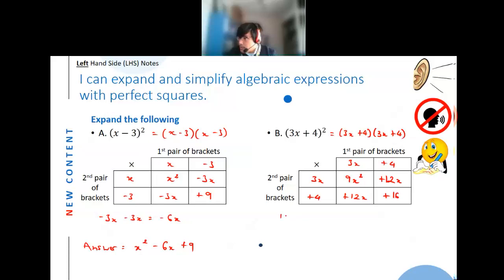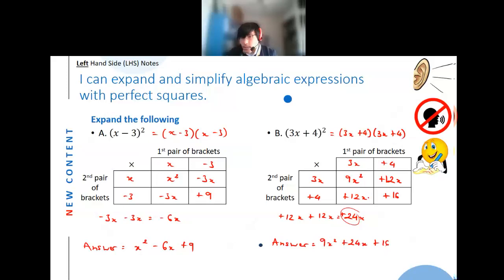And then we combine the plus 12x and the plus 12x. That's going to give you plus 24x. Again, if you want to check, 24 is double of the 12. And then we just write the answer. So it's going to be 9x squared plus 24x plus 16.